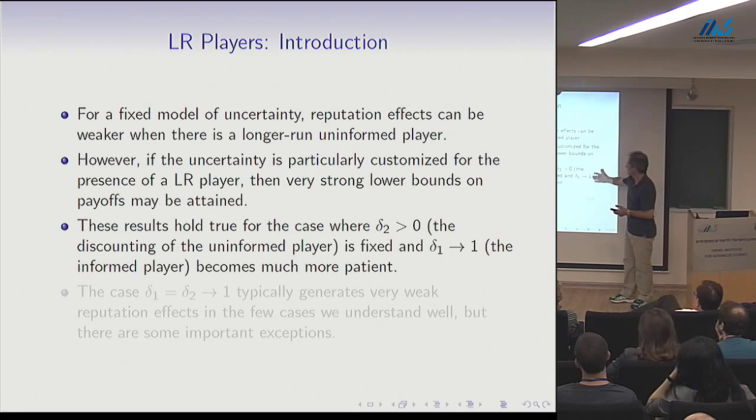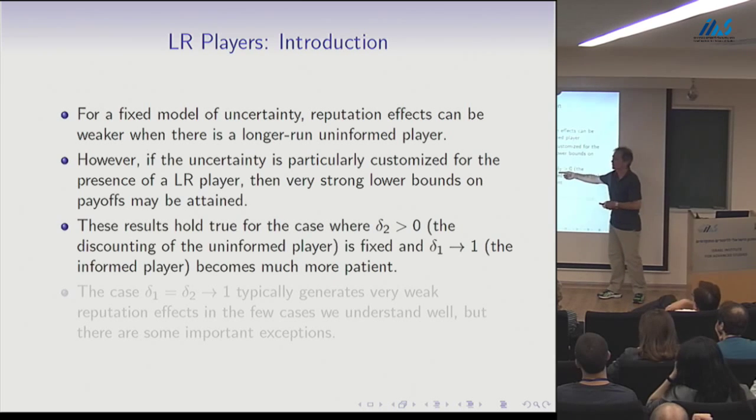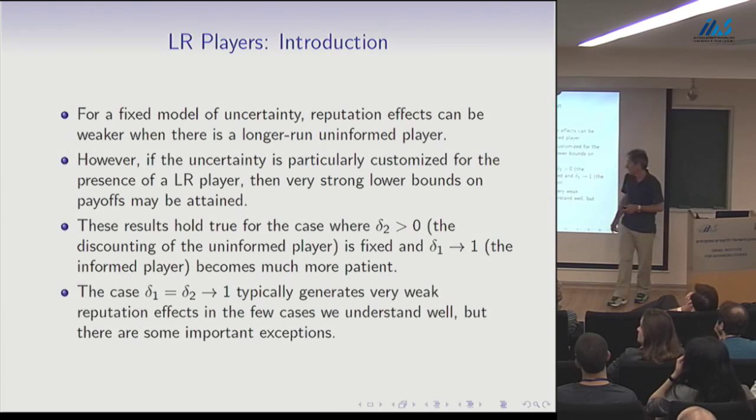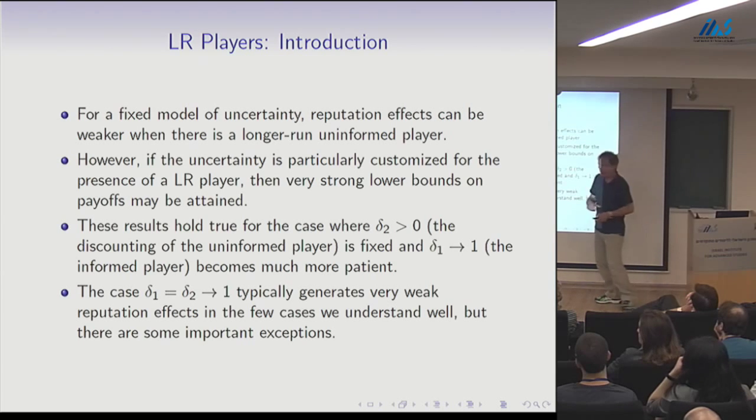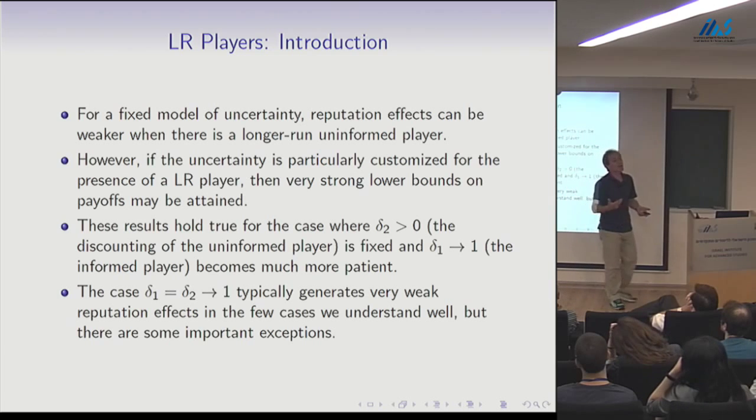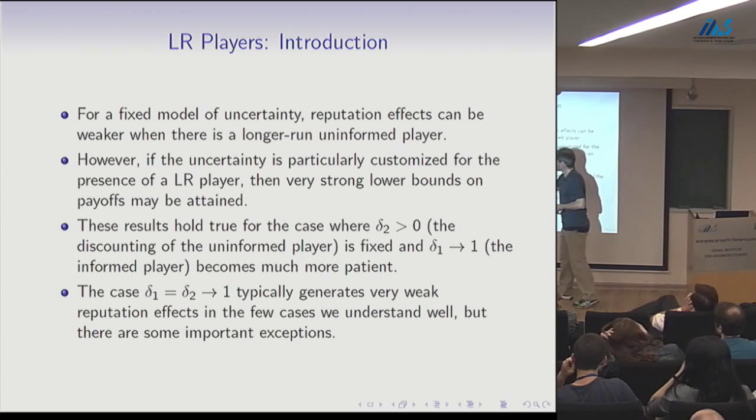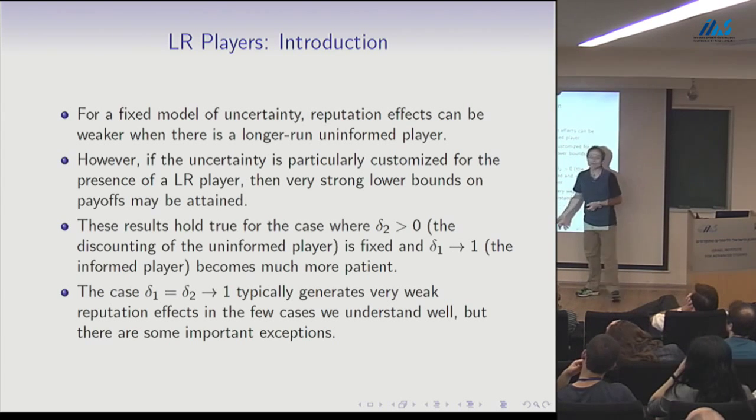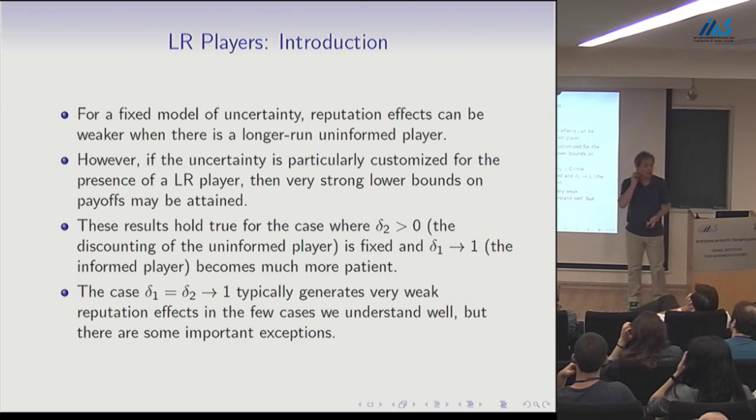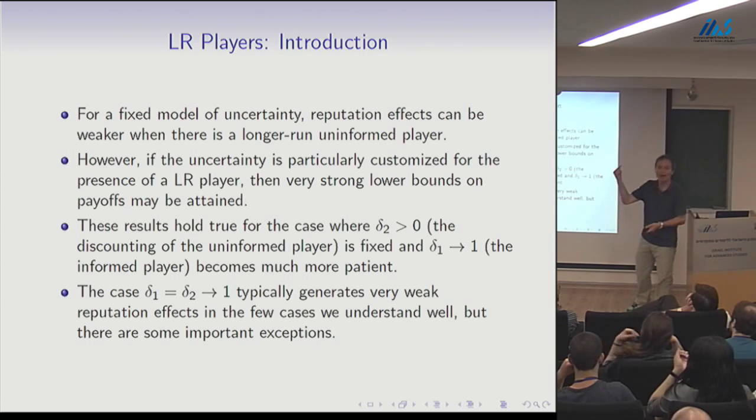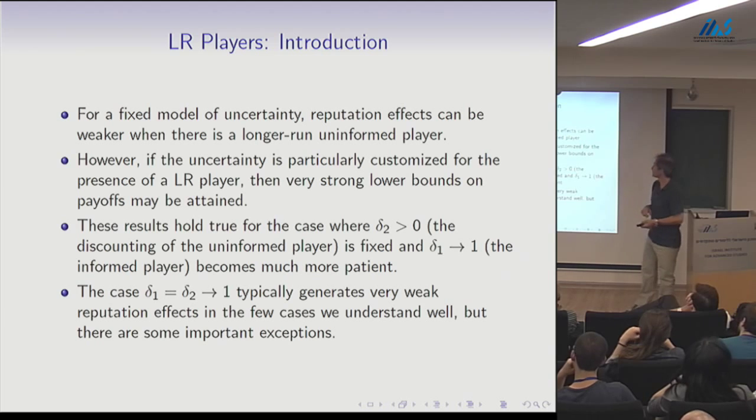And these results are going to be true for the case when we're fixing a discount factor of the uninformed player and letting the informed player's discount factor tend to 1. Later on today, we're going to look at the case where both of those are equal and tend to 1, and then we're going to be in the world of repeated games of incomplete information where players are equally patient. And in that world, we get very weak reputation results, except for particular special cases, which I'll talk about, and actually relate back to our bad reputation model.